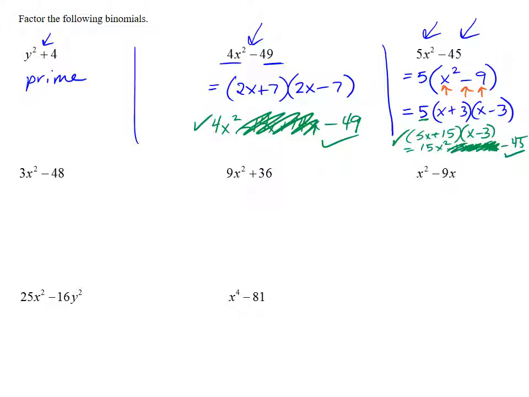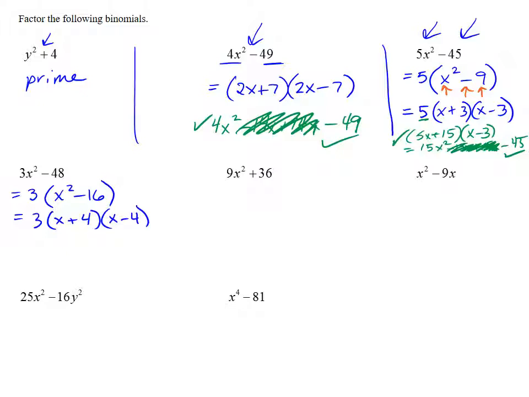Next example, 3x squared minus 48. Once again, there's a 3 in common. Our last example had a 5 in common. Here's a 3. If we take it out first, x squared minus 16. Now we do have a difference of squares because x squared is x times itself, 16 is 4 times itself. So because it's a difference, we can factor that into conjugates. X plus 4 times x minus 4.